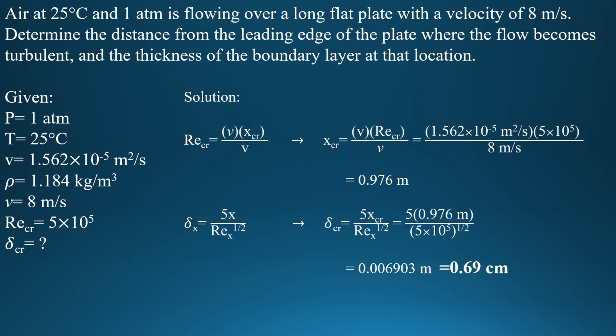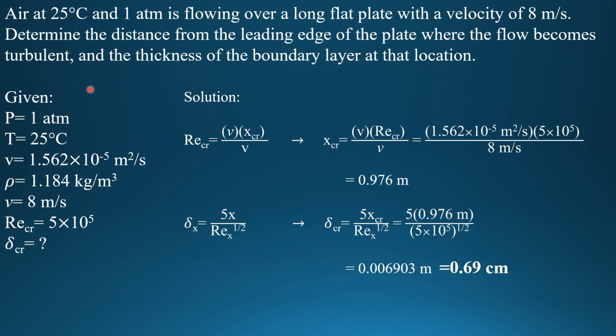Today, we will be solving another problem from the book of Thermodynamics and Heat Transfer by Singal, Chapter 10, Heat Transfer by Convection. Air at 25 degrees Celsius and 1 atmospheric pressure is flowing over a long, flat plate with a velocity of 8 meters per second. Determine the distance from the leading edge of the plate where the flow becomes turbulent, and the thickness of the boundary layer at that location.